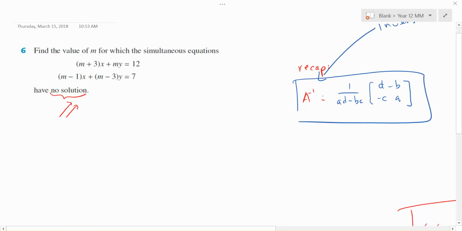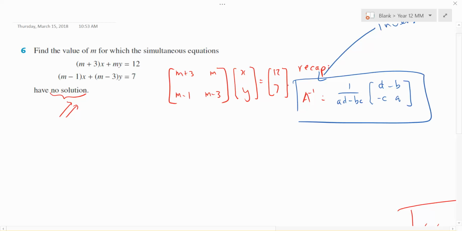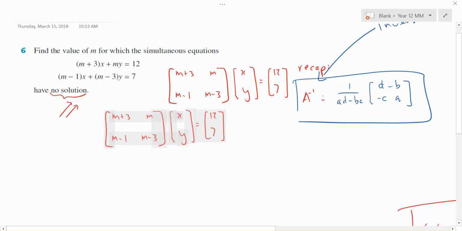M plus 3, a. Good. Then on b. Yep, m minus 1. Good. M minus 3. Good. Then times x y equals 12 and 7. Fantastic. This is just using what you understand about matrix multiplication. Actually, I'm just going to move this a bit down so you don't mix them up.